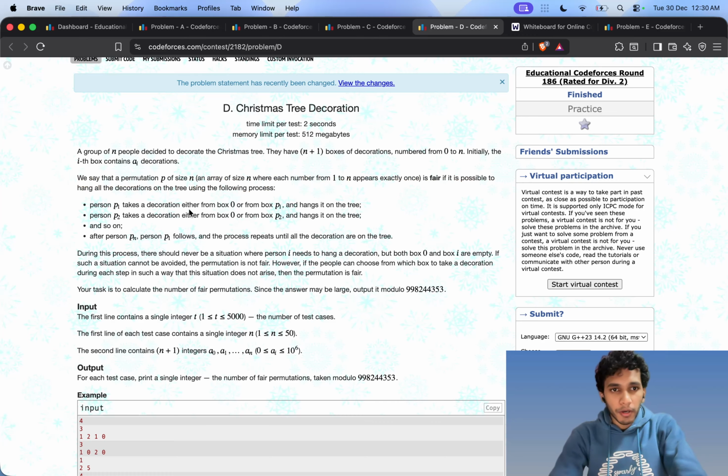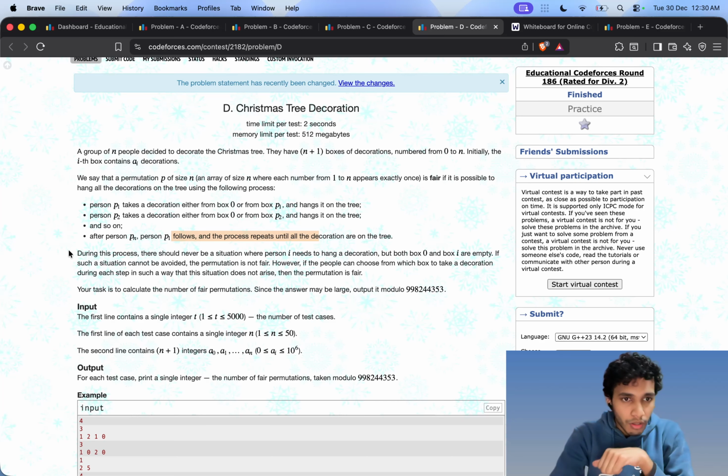We say that a permutation P of size n is fair if it is possible to hang all the decorations on the tree using the following process. Person P1 takes a decoration either from box 0 or from box P1 and hangs it on the tree. Similarly, P2 can take from box 0 or box P2 and so on. After person Pn, person P1 follows and the process repeats until all the decorations are on the tree.